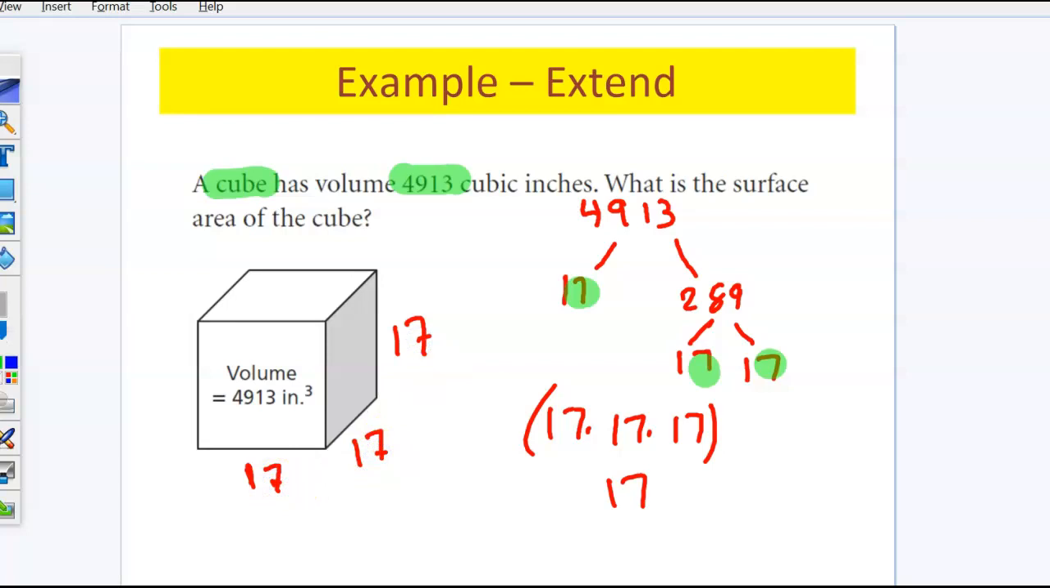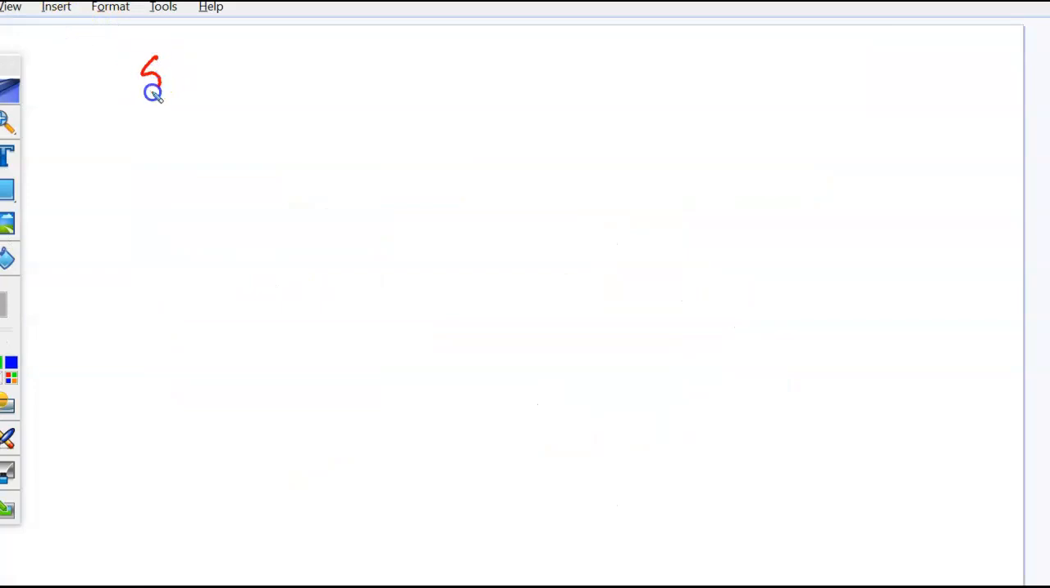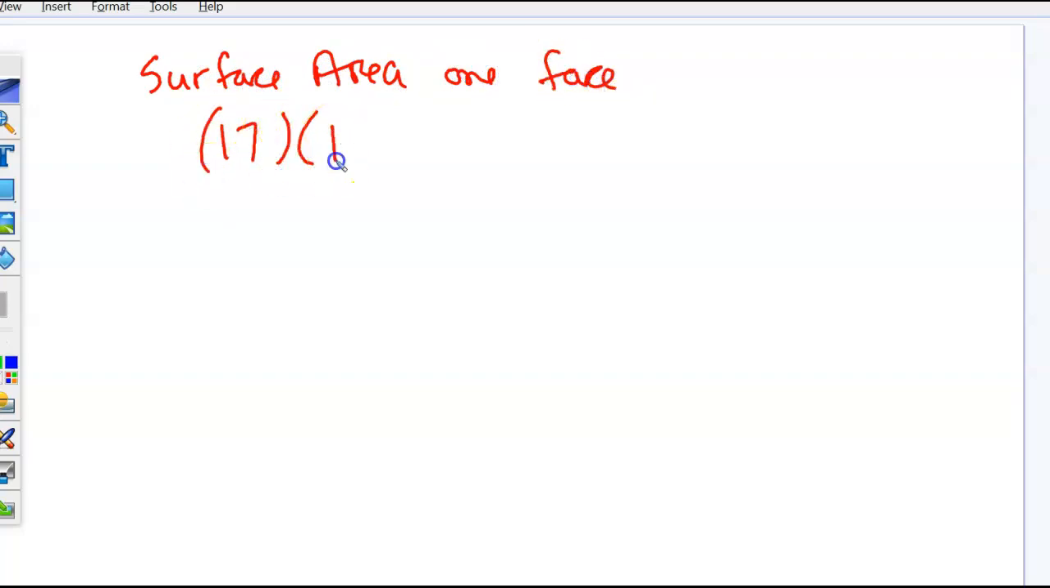Now we want to figure out what is the surface area of the cube. Well, the surface area of one face of this cube is basically the area of that square. So to find the surface area of one face, it would be 17 times 17, and that works out to be 289 inches squared, because each of these is in inches.